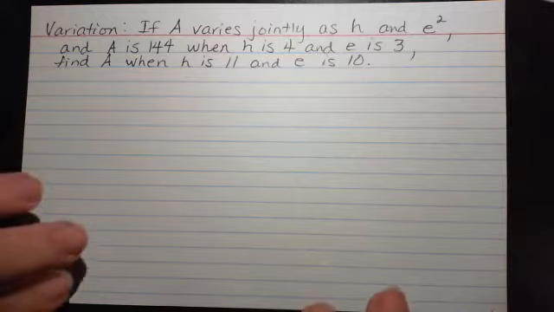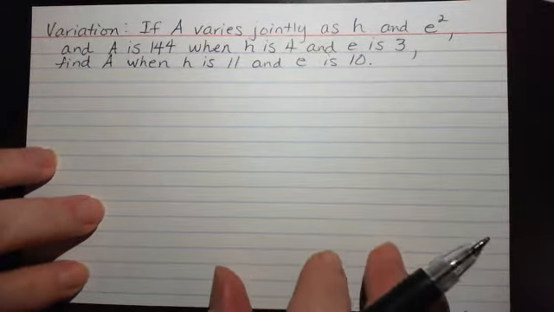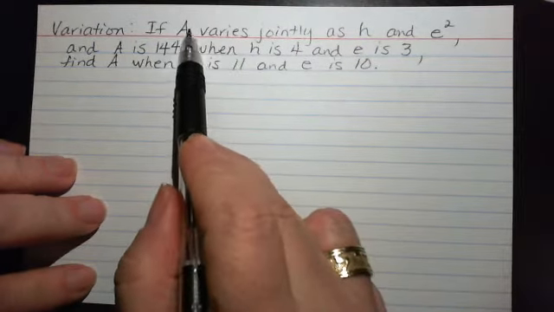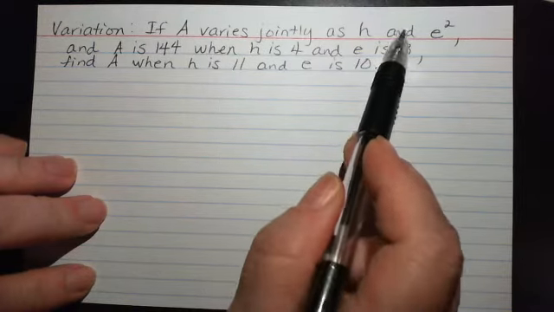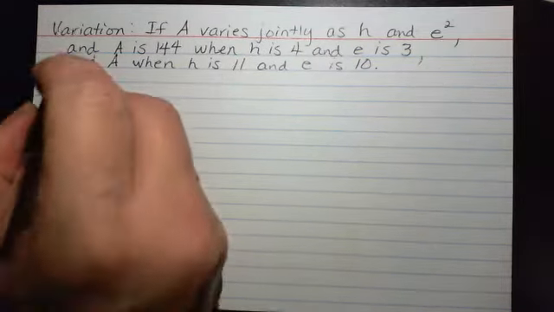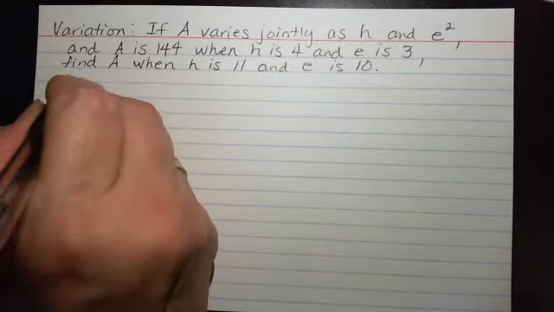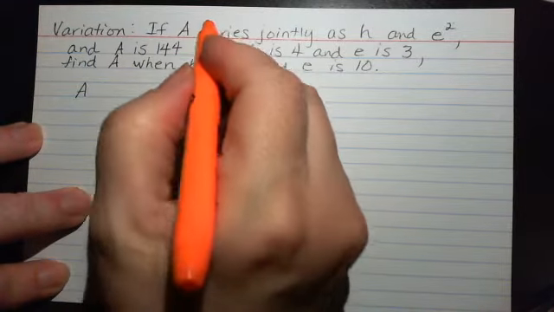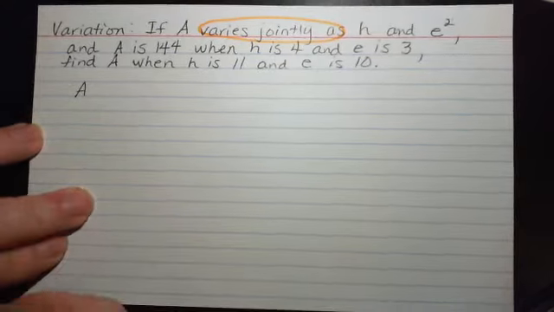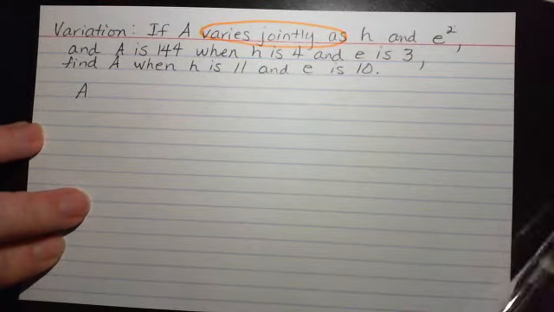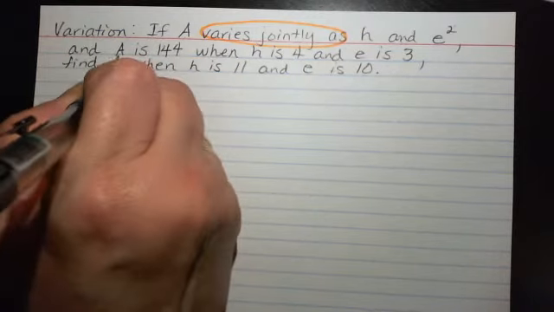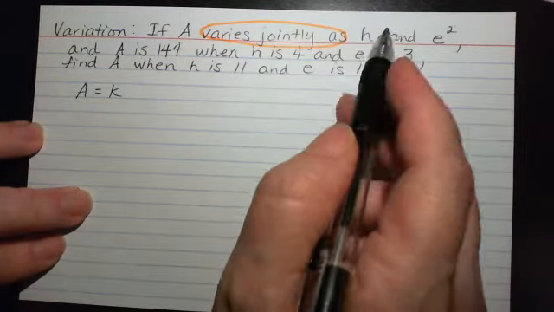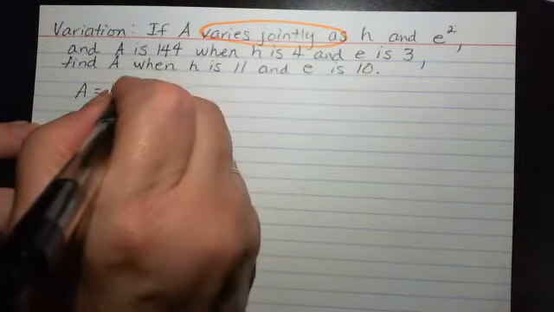Okay, let's look at the type of problem we call a variation. Now remember, we looked at the language of a variation problem, and we said that if A varies jointly as h and e squared, then we can translate that as the variation equation. A varies jointly as means we're going to multiply a constant. So A is equal to, we write the k for our constant first, and we know we're going to multiply that now by h and by e squared.